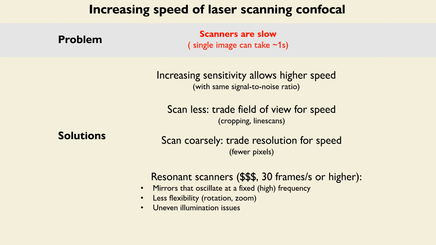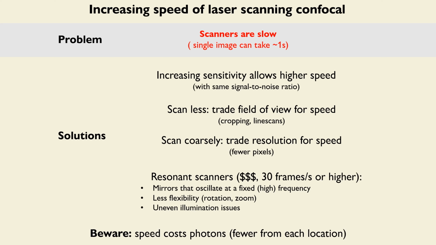Another option is to use resonance scanners. These are expensive. They are scanners that resonate. That's why they call them resonance scanners. And this resonance is at a high speed. They're typically imaging at 30 frames per second or higher. These are mirrors that oscillate at a fixed high frequency. They have less flexibility, so they can't rotate and they can't zoom like normal scanners usually. And they often have issues with uneven illumination. But they are an option to go faster.